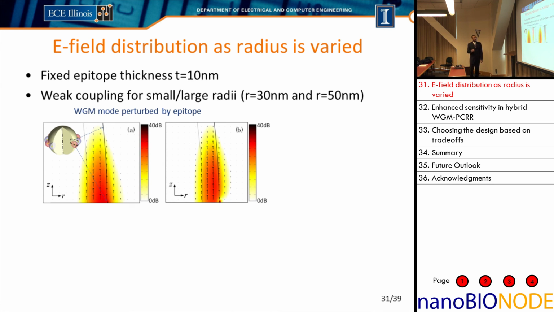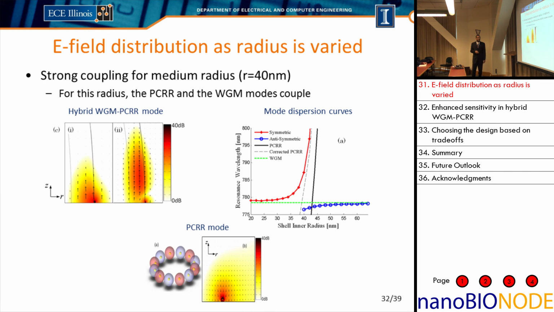And you can see that we have the field polarized in Z, and the epitope has a very small effect on the overall field shape. When I have a radius of 50, I get slight bending in the angles of the vectors near the epitopes, but there isn't a huge change in the overall electric field profile.